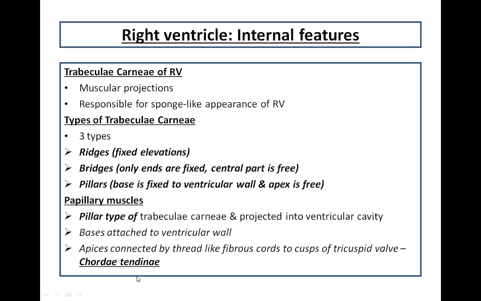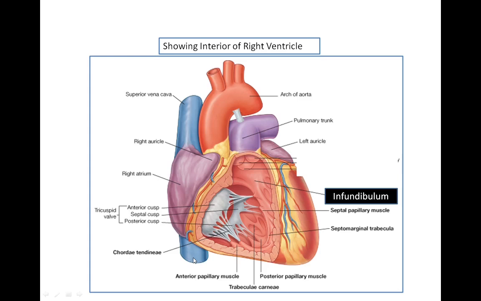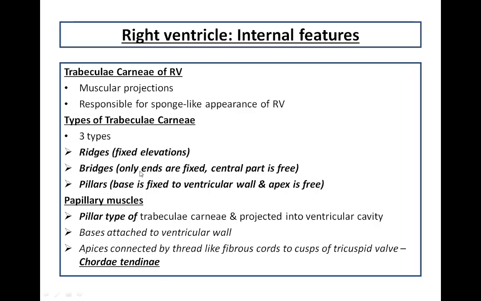Now this cord-like structure we give a name, that is called chordae tendineae. So these are muscular ridges. These are the trabeculae carneae, and there are three types of trabeculae carneae: ridge, bridge, pillar. And this pillar we give a name, that is the papillary muscle. Then it has an apex. From the apex some cord-like structures go and attach to the margin of the cusps, which is known as chordae tendineae.